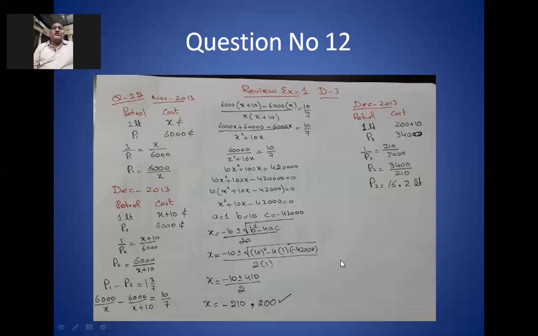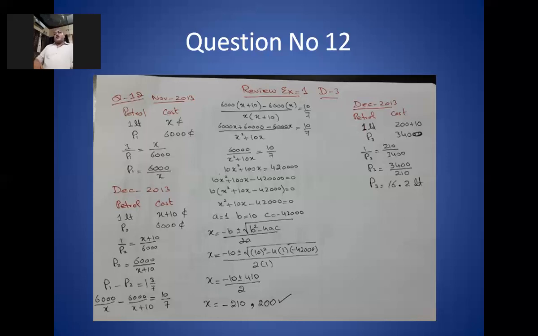This question always comes in paper 2. So on your calculator you will write 10 squared minus 4 multiply 1 multiply minus 42,000, and when you press equals, then under root, answer, equals. This is what you will enter in the calculator. So write in your calculator: 10 squared minus 4, bracket start 1 bracket close, bracket start minus 42,000 bracket close, equals, under root, answer, equals. So you will get 410.